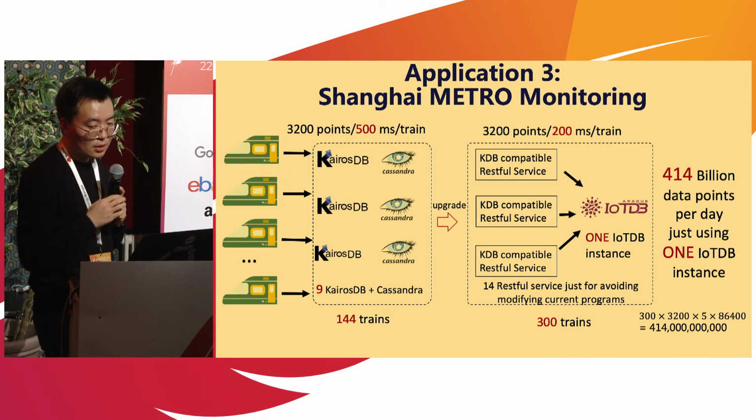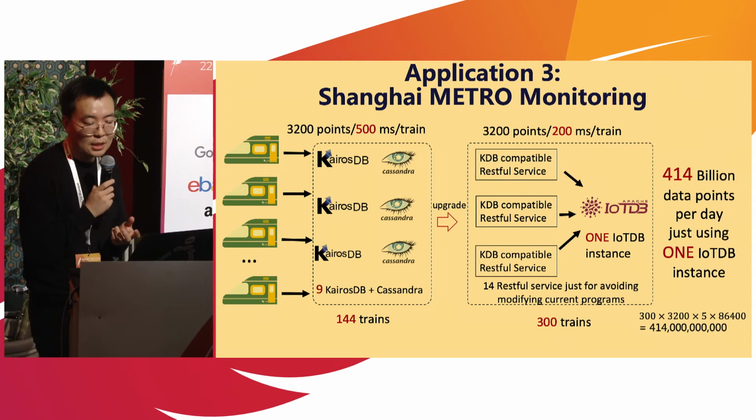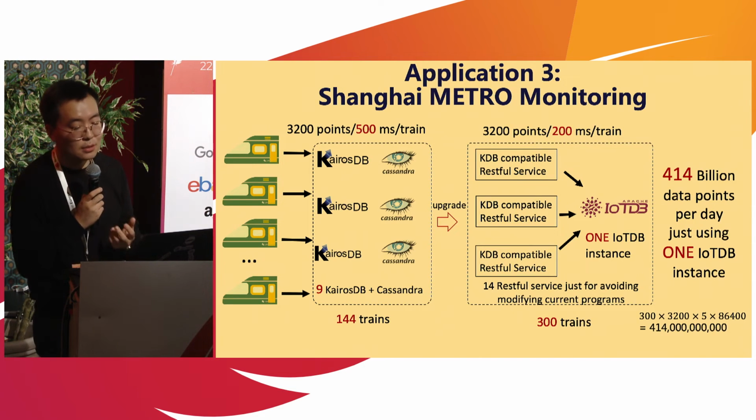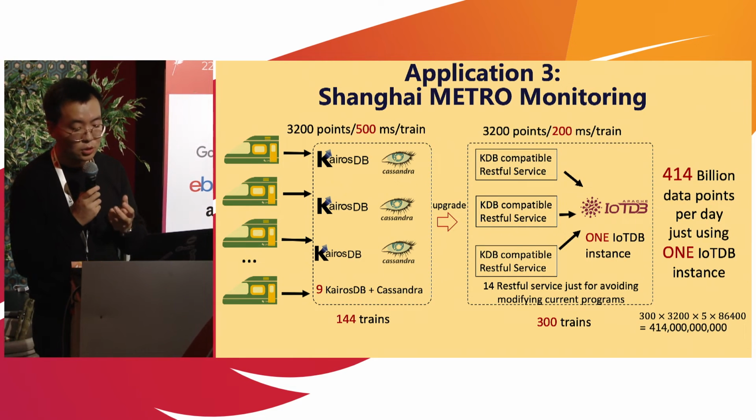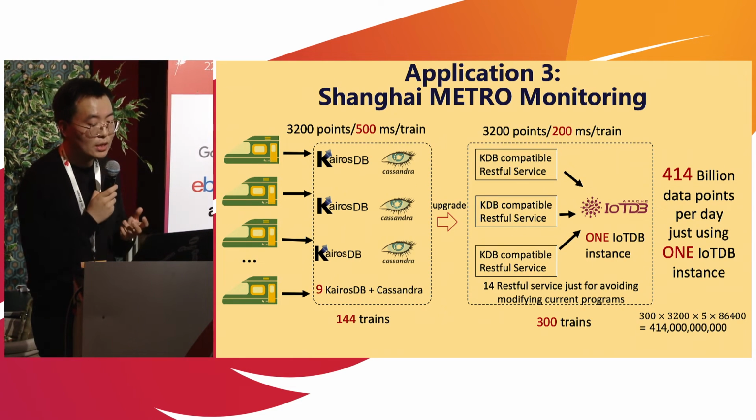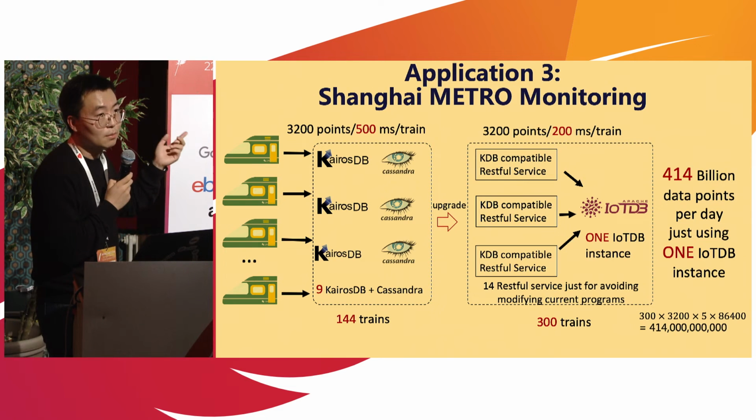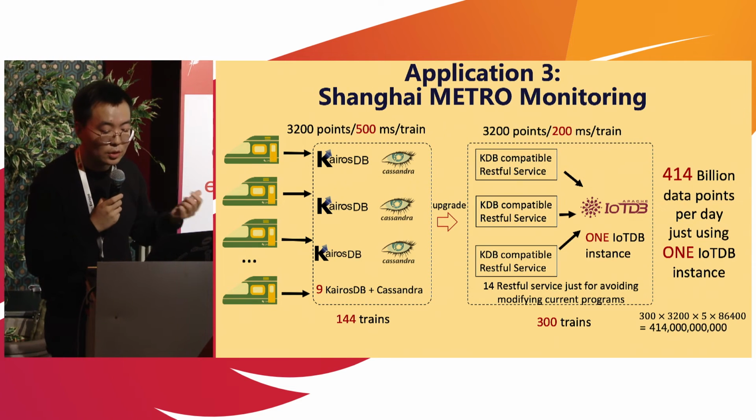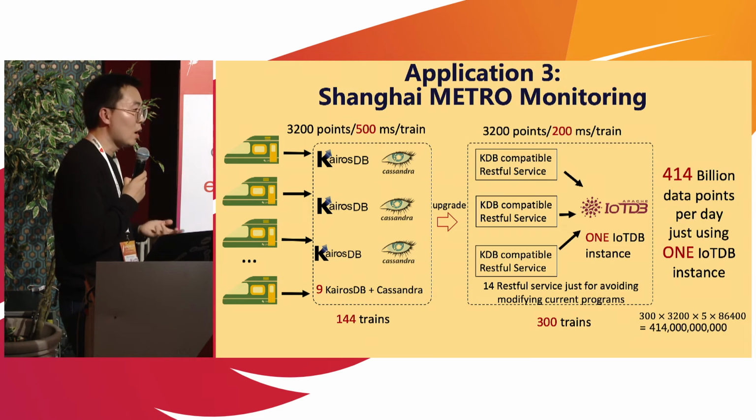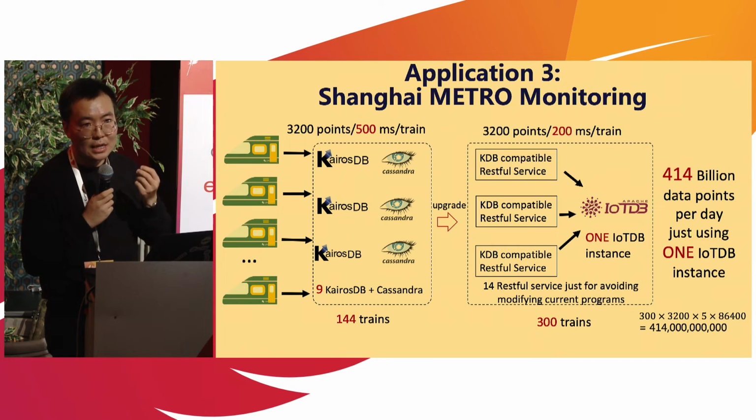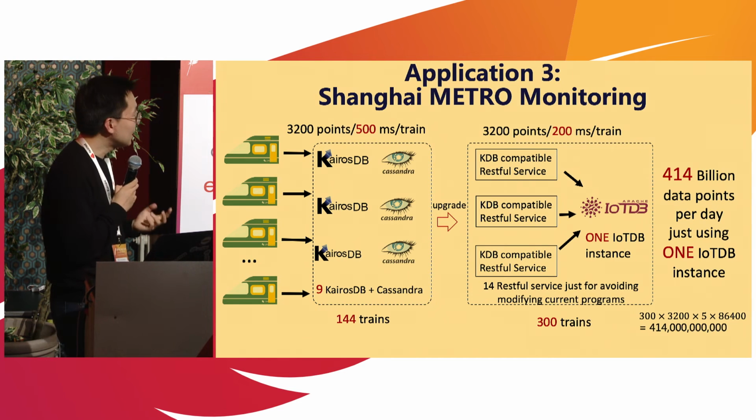The next one is we use IoTDB to replace CnosDB in Shanghai Metro management. In this application, IoTDB manages about 300 railway trains, but now it's about 500 trains, and each train collects 3,200 metrics every 200 milliseconds. So there are about 400 billion data points per day.